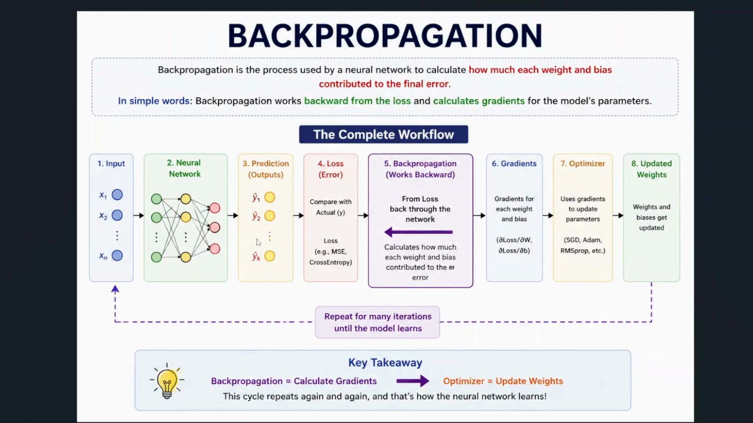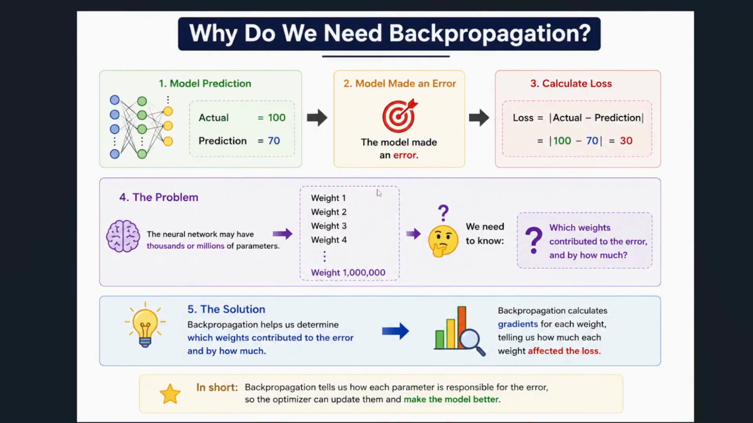So this is something about backpropagation. Why do we need backpropagation? Suppose I have a model prediction where the actual value is 100 and I got 70. So the model is making an error, right? We calculated the loss and got 30. The problem is the neural network may have thousands or millions of parameters, weight 1, weight 2, weight 3, even billions. So we need to know which weights contributed to the error and by how much.